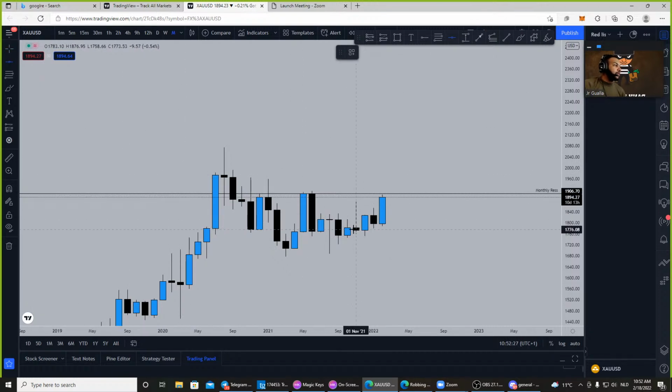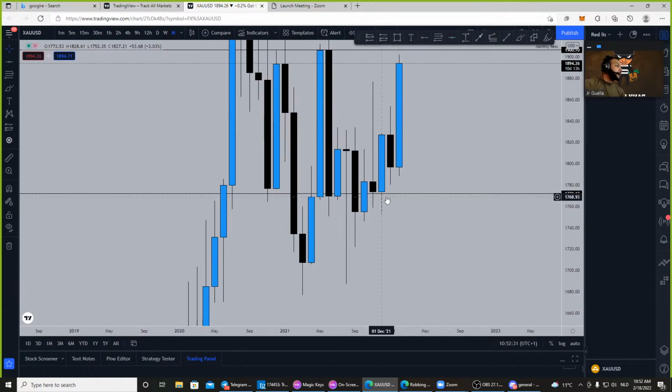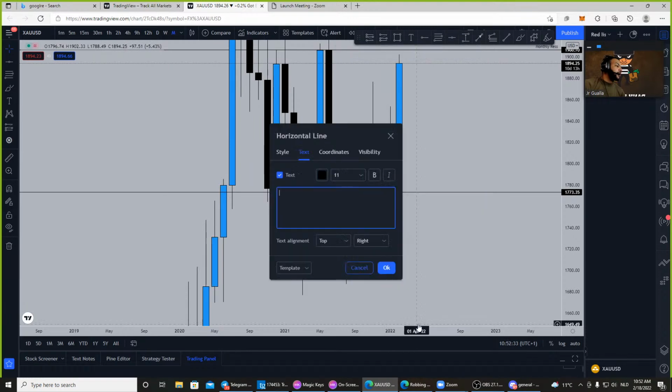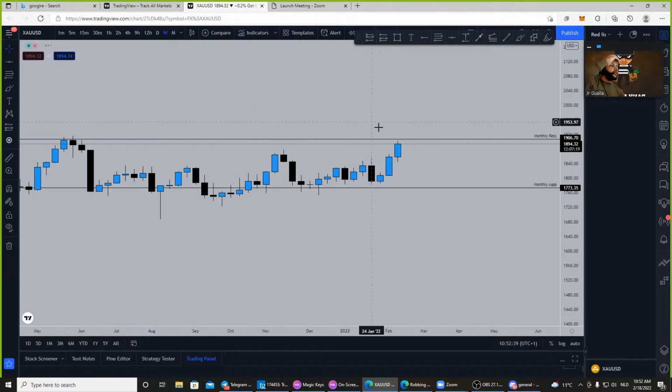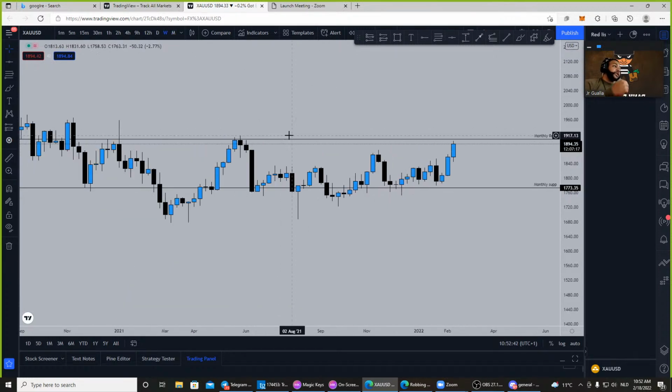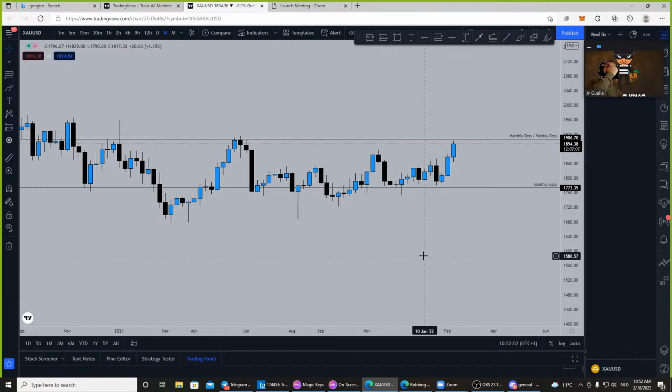So we have a monthly support here. Just like that. Settings, template, monthly support. Let's go down to our weekly. And then we also have a weekly resistance here. So let's just do monthly resistance / weekly resistance.